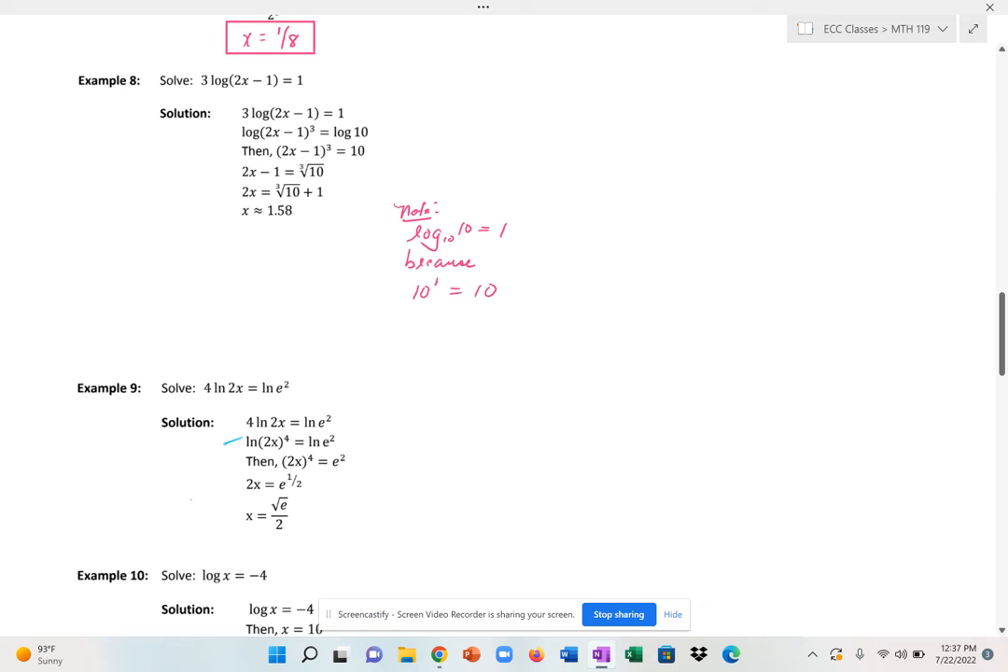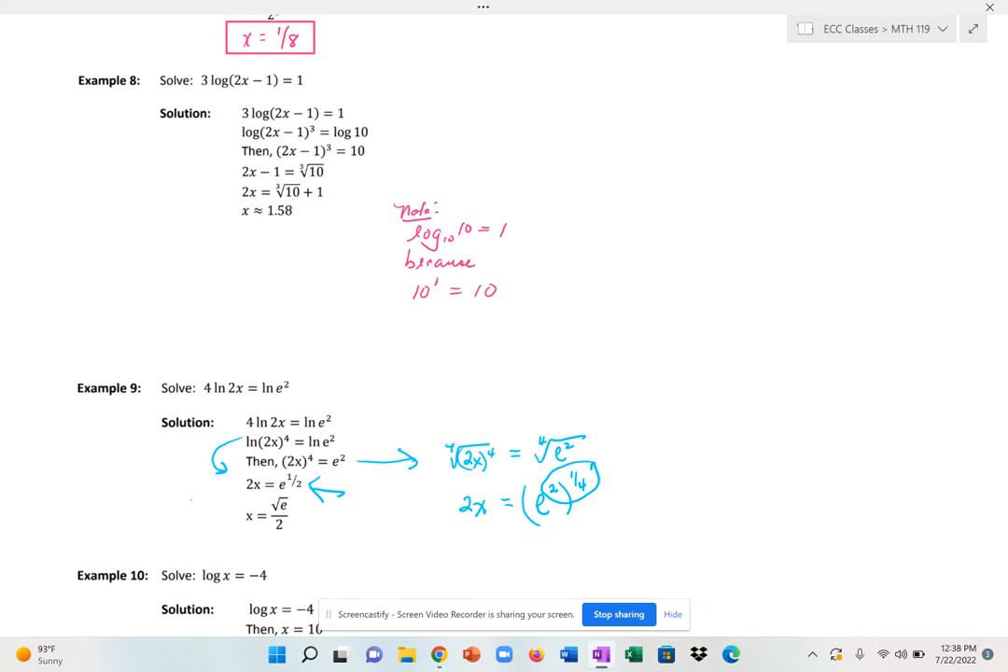I can then ignore the logarithms because it's the same base. A natural log has a base of e, and I can just solve for 2x to the fourth equals e to the second. If I take the fourth root of both sides of this equation, the fourth root of 2x to the fourth and the fourth root of e to the second, well, that's going to give me 2x on this side. And on the right side, that's e to the second raised to the 1/4 power. 2 times a fourth is a half. So that's why I end up with 2x equals e to the 1/2.